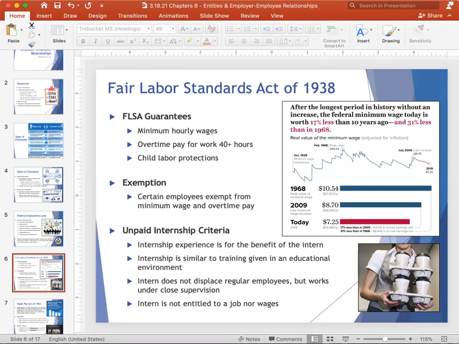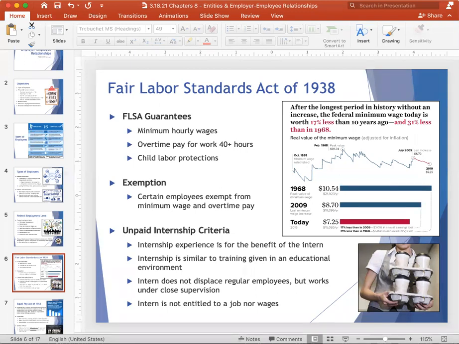So I wanted to clarify that this act, these requirements, only applies to the non-exempt employees. If you're non-exempt, then you have to be paid time and a half for overtime. You have to be paid at least minimum wage. And what you'll see on this slide is actually pretty unfortunate. In terms of our minimum wage, right now it's at $7.25, and it has been low for a while now.